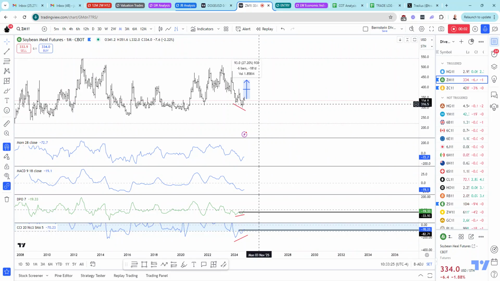Hey everybody, let's take a look at soybean meal. Soybean meal had a recent trigger with a monthly divergence strategy that I trade, and it implies that there's a fairly significant move to the upside coming for soybean meal. So let's take a look at it.